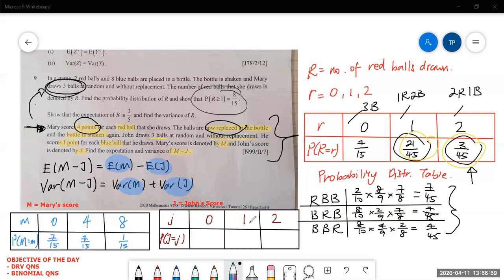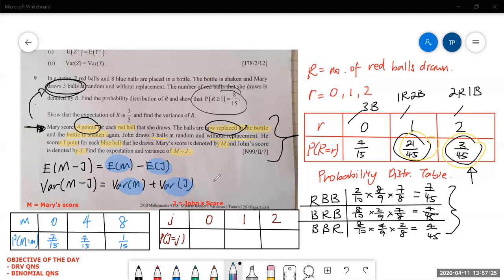Probability of getting 0 blue balls means you get 3 red balls, right? Eh, cannot be. We cannot have 3 red balls because we only got 2 red balls, and we only got 2 blue balls.